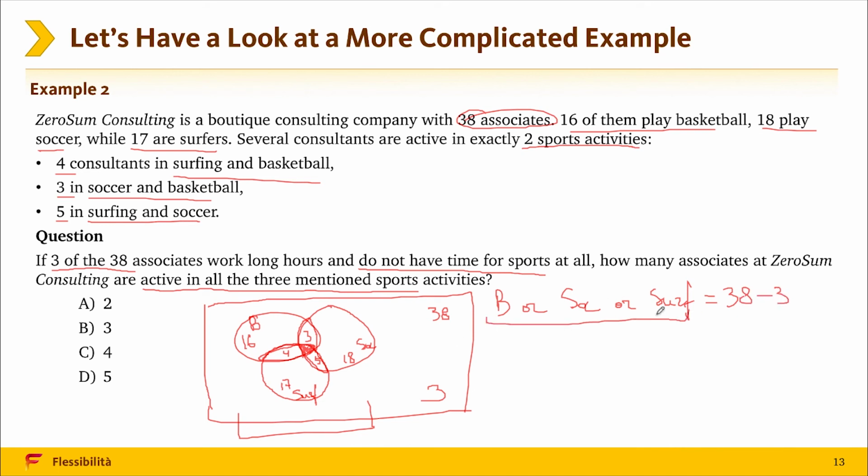Because 3 is the size of the complement to this set we're computing. Now we need to calculate the intersection of these 3 sets. And this would be possible if we express the size of basketball or soccer or surfing in different terms. Because equivalently we can write 16 plus 18 plus 17, which is the sum of these 3 sets.